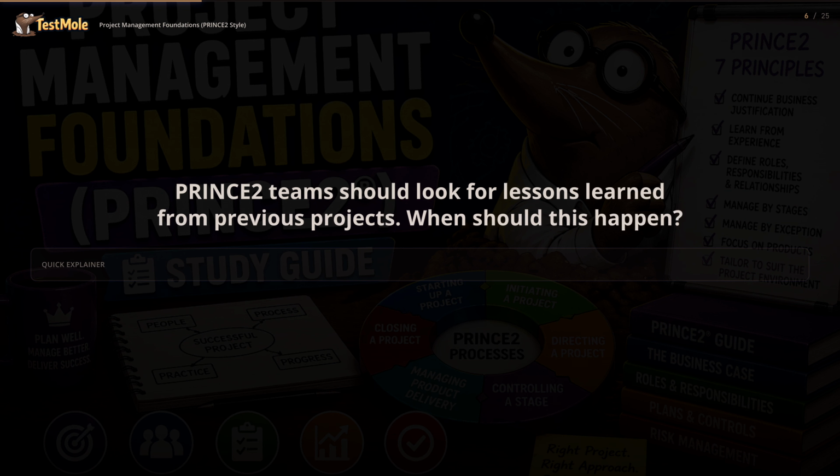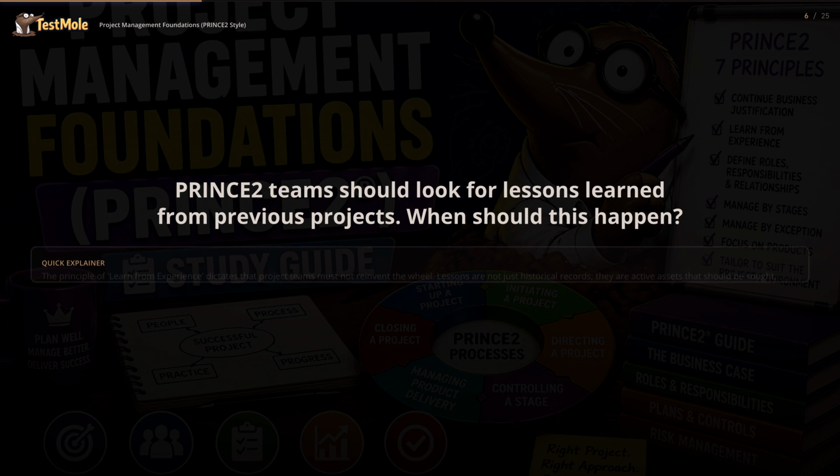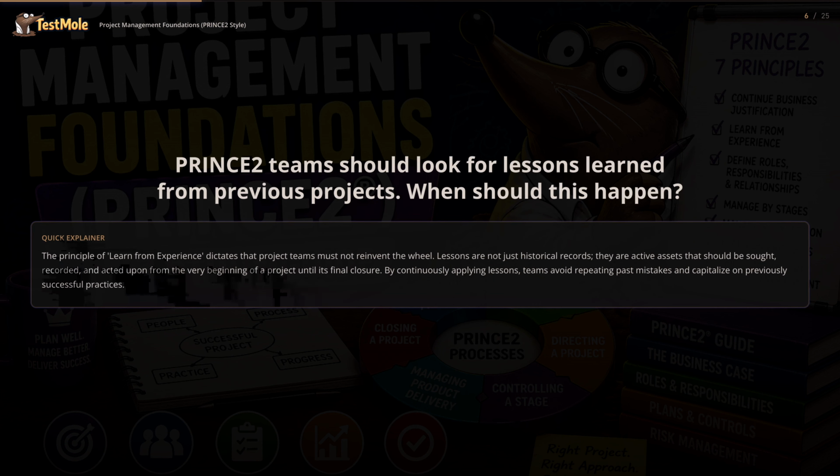PRINCE2 teams should look for lessons learned from previous projects. When should this happen? The principle of learn from experience dictates that project teams must not reinvent the wheel. Lessons are not just historical records, they are active assets that should be sought, recorded, and acted upon from the very beginning of a project until its final closure. By continuously applying lessons, teams avoid repeating past mistakes and capitalize on previously successful practices.